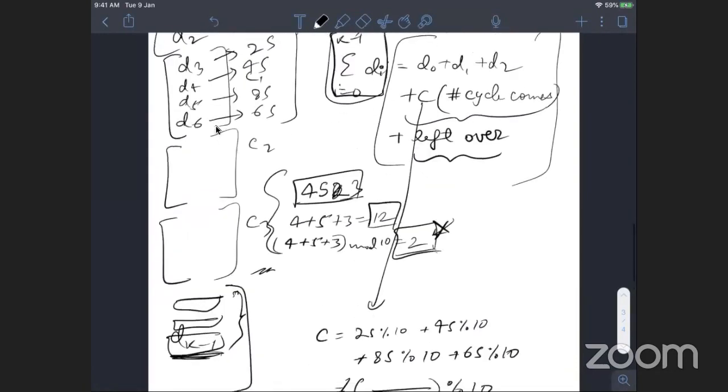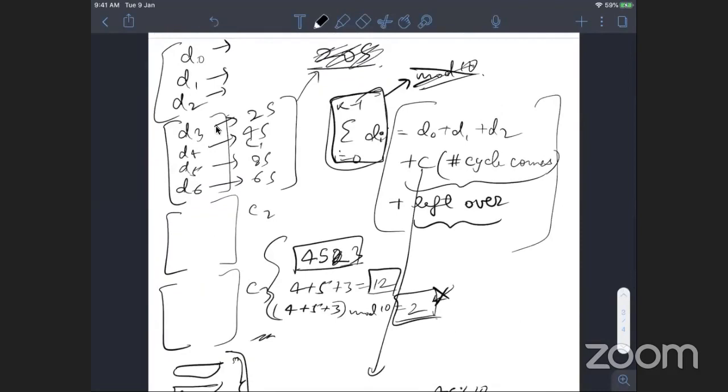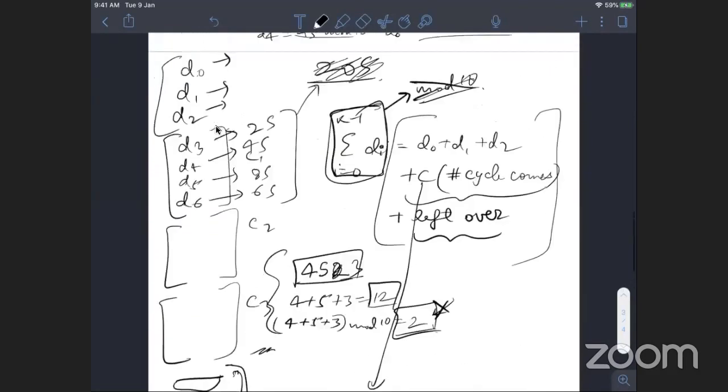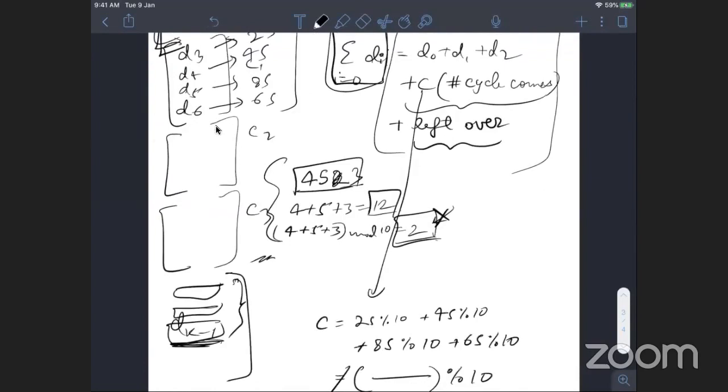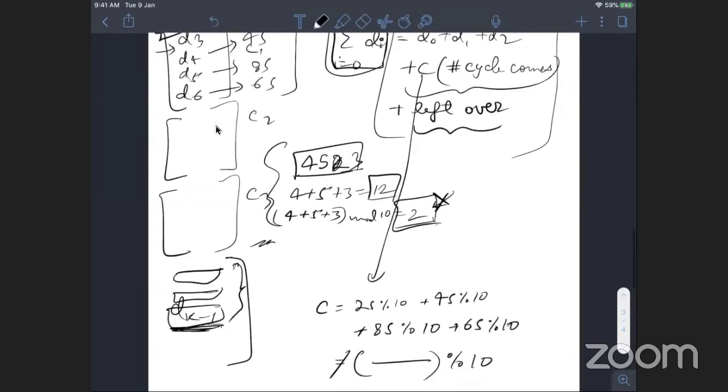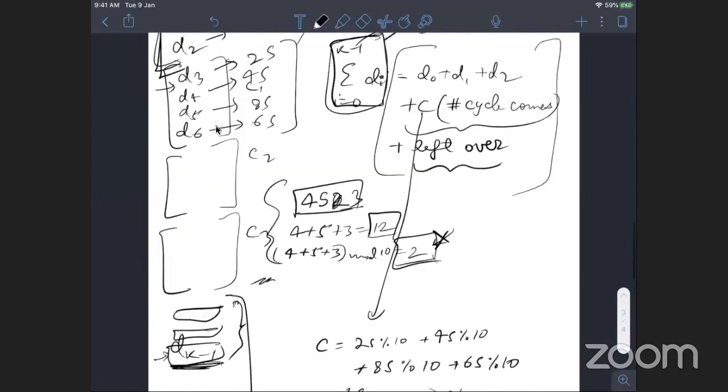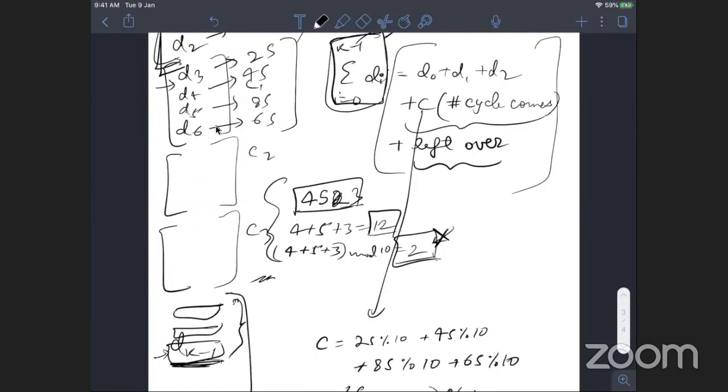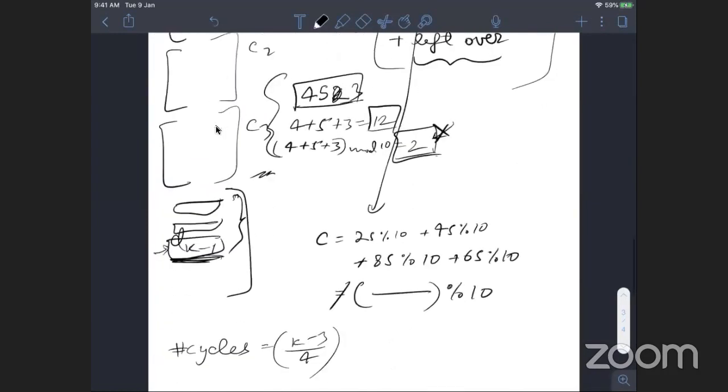So we have k terms here from 0 to k minus 1. And the first three terms do not belong to any cycle. So we remove them. So just think we have k minus 3 terms starting from 3 up till k minus 1. And so the number of cycles that will be there is basically k minus 3 by 4 floored.